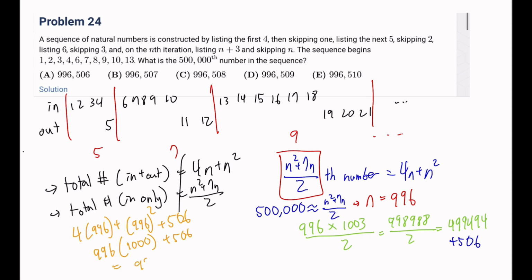This is 996,000 plus 506, which is 996,506. That would be our answer, and we can find that in choice A. So the answer is A.